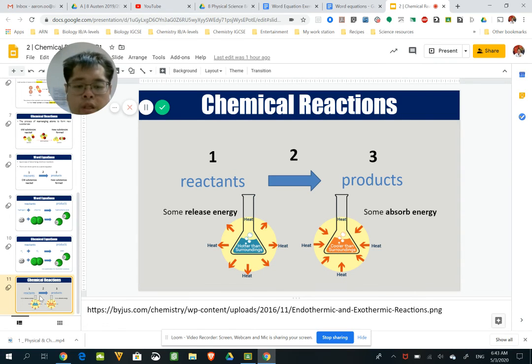Then you have endothermic, whereby the products are being formed and you notice that heat is being absorbed from the surroundings. So remember, whatever happens around here is whether heat is released into the surroundings or heat has been absorbed from the surroundings. That you got to double check.